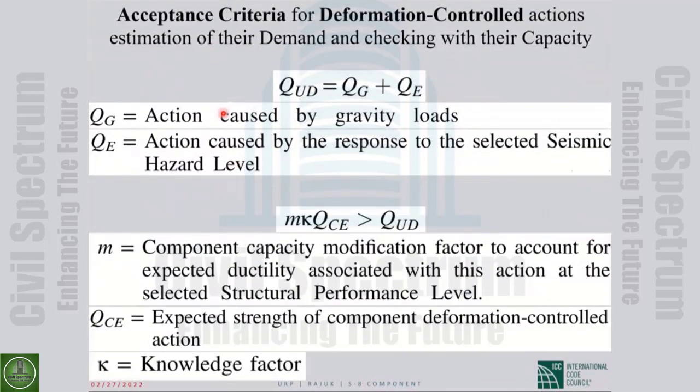Therefore, what will be the acceptance criteria for deformation control actions? And what modifications are needed for the deformation control actions? What was the deformation control actions? So we shouldn't mix up, very easy. We found the loading, as usual, elastic analysis. We impose the loading on the building.